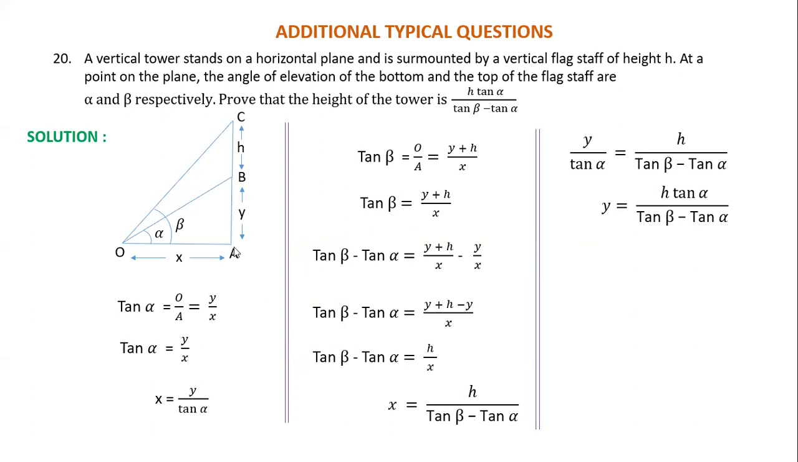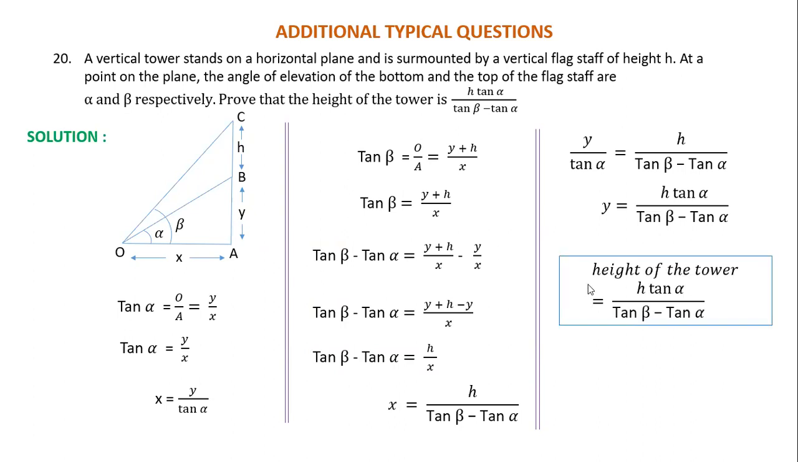What is y? Y is the height of the tower. So now you need to find h. Height of the tower is h tan alpha upon tan beta minus tan alpha. That was the height of the tower. When you are trying to solve questions of this nature, see what expression is given in the required answer. If the expression is in tan, go for calculation in the tan. Then you want tan beta minus tan alpha, do tan beta minus tan alpha, you'll get the answer in 2 steps.